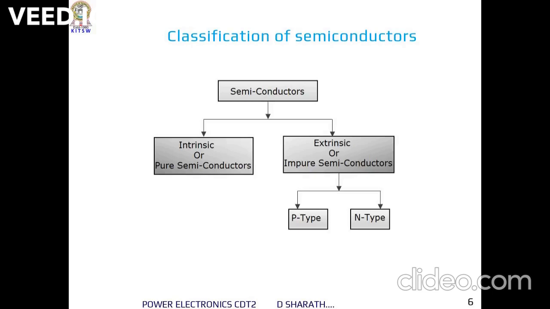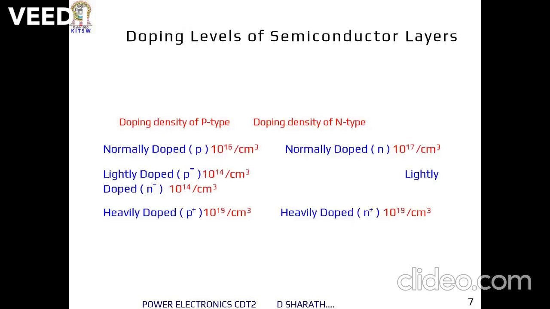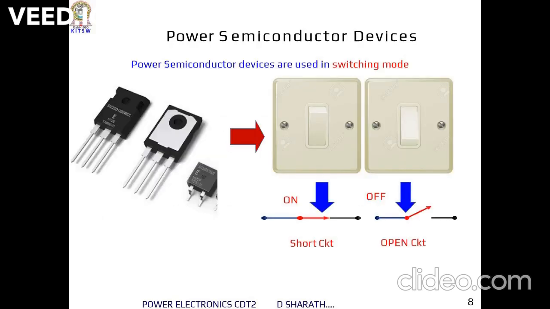Coming to classification, there are two types of semiconductors, intrinsic and extrinsic, that is pure and impure. In impure, we have p-type and n-type semiconductors. By adding impurities to a pure semiconductor, we get p-type and n-type. Adding impurities is known as doping. These are the doping levels of semiconductor layers. For normal doping, it is 10 to the power of 16, and for heavily doped, it is 10 to the power of 19 per centimeter cube, for both p-type and n-type semiconductors.